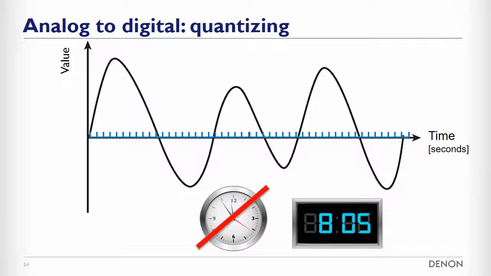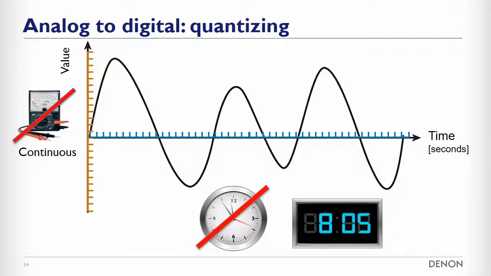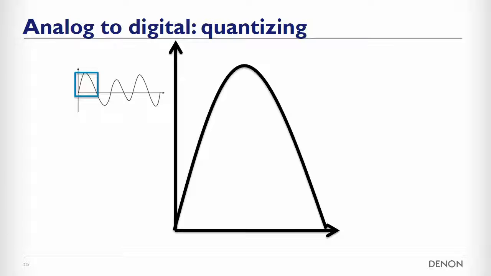So the first step of digitizing music is sampling, which is changing the timing from analog to digital. The second step in digitizing is quantizing. This means that the value of each sample is made discrete instead of continuous. You can imagine that instead of using an analog voltage meter, we will now use a digital voltage meter to determine the value of the audio sample.